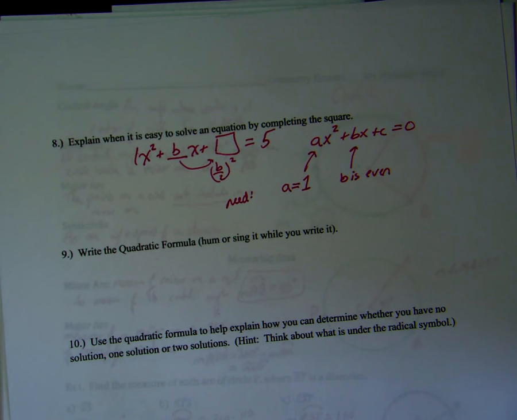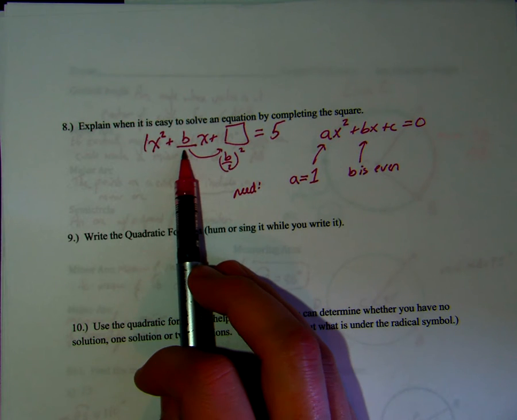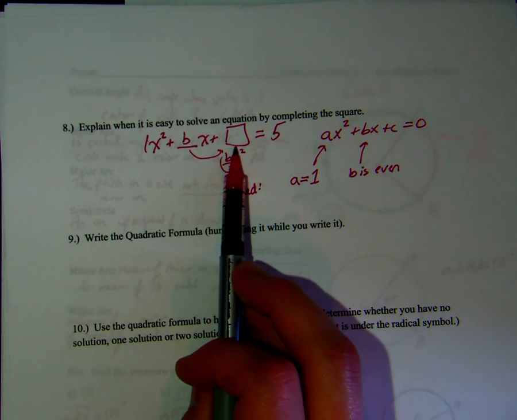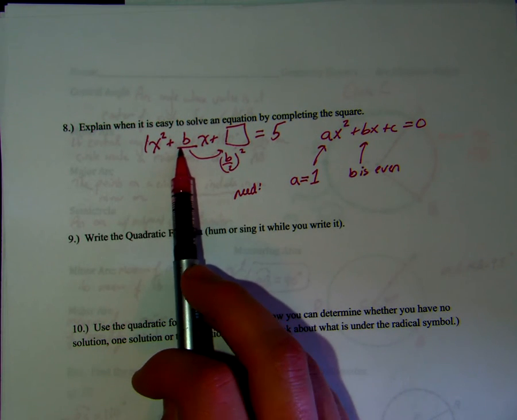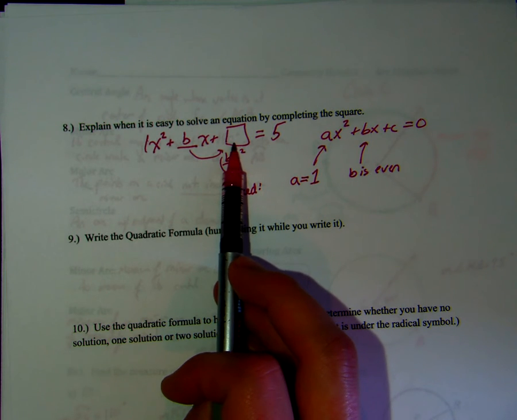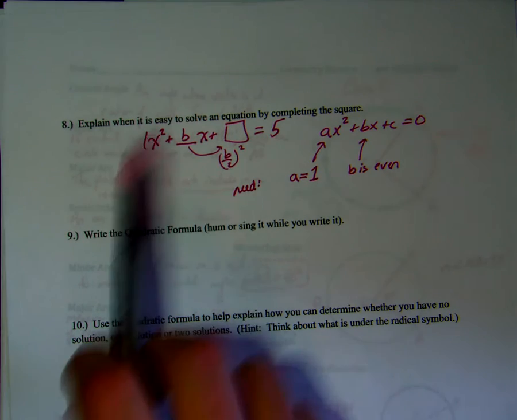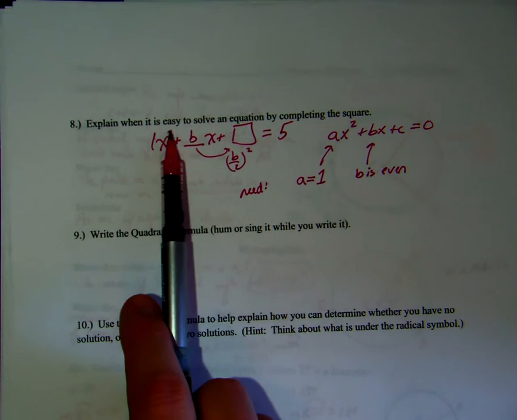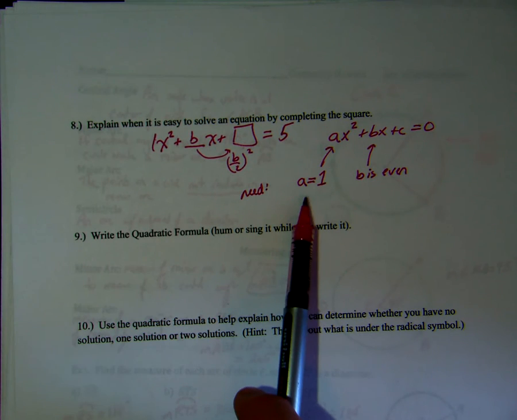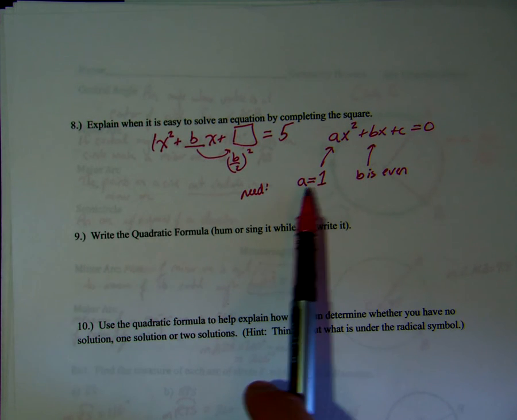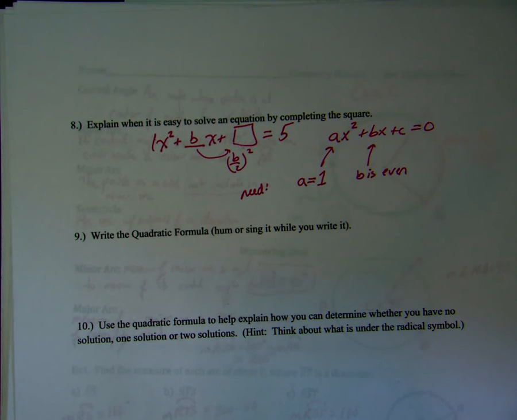Now, if b was odd, it still works. If b was like 5, then to complete the square, you would end up with 25/4, because half of that would be 5 over 2. When you square that, it's 25 over 4. So that's not as easy to deal with. So maybe it would still be faster for you to do the quadratic formula at that point, because this always works. It's just a matter of what would make it easy. So to make it the easiest, you really need the lead coefficient to be 1. You want that middle term to be even.